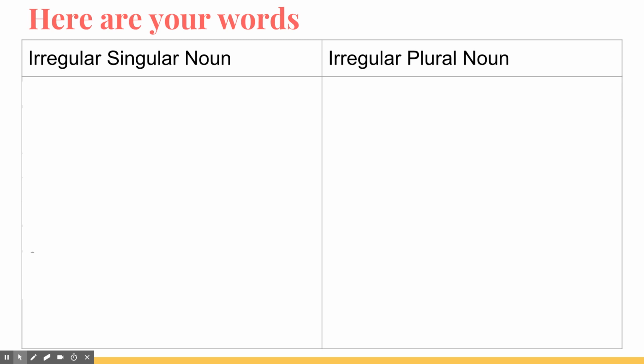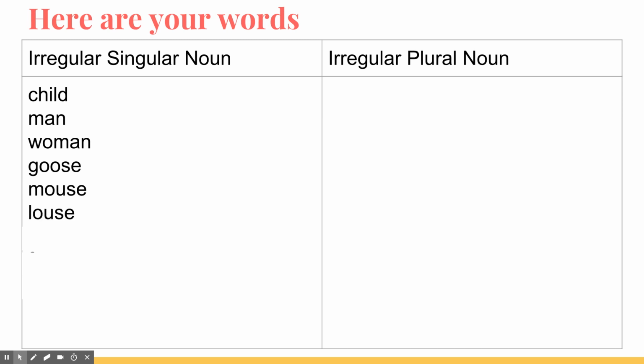Here we go. The root words for these are child, man, woman, goose, mouse, louse, tooth, foot, and person. Okay, here comes those irregular plurals. More than one child is called children. We add on a whole other syllable.